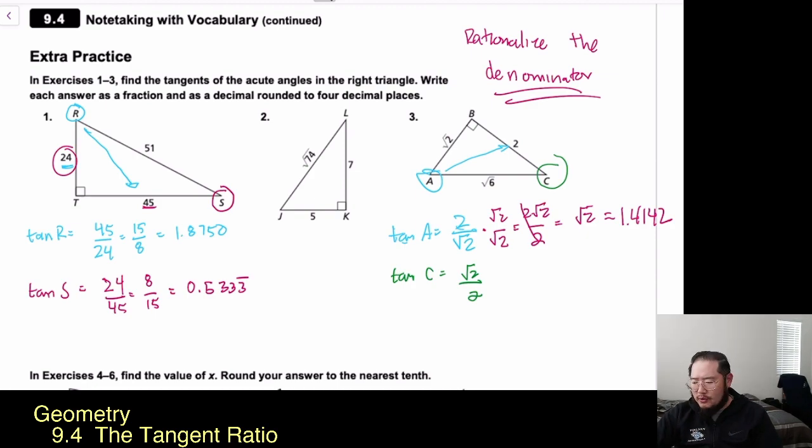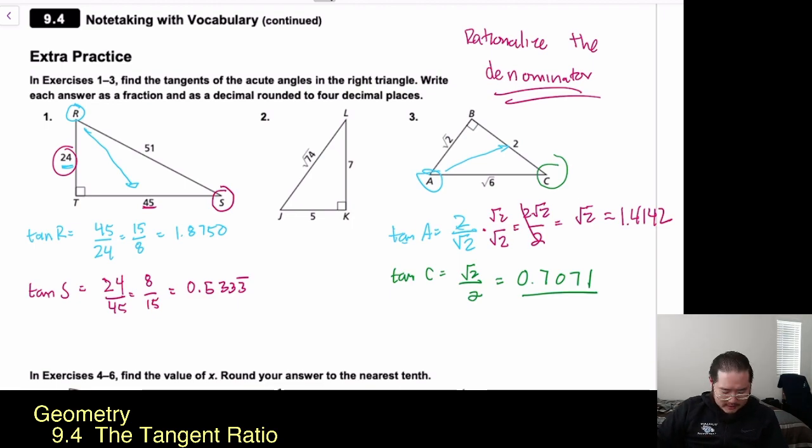So we have rad 2 over 2. Great. I can leave it, and that is an exact answer because I do not have a radical in the denominator. Now lastly, let's put that in the calculator, and we'll end up with 0.7071. And there you go. That is the tangent of angle C. Number 3 is a very good problem because it reiterates that we need to make sure that we do not have a radical in our denominator.